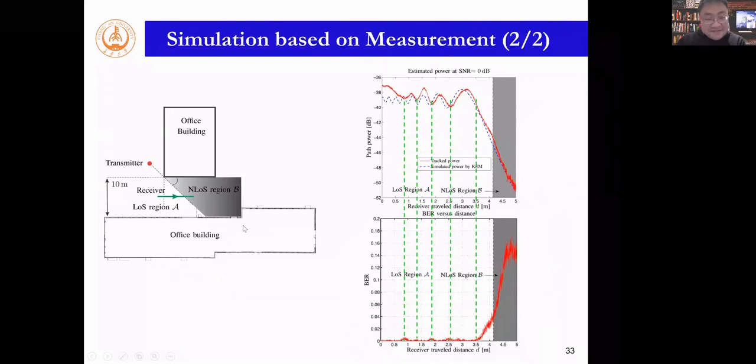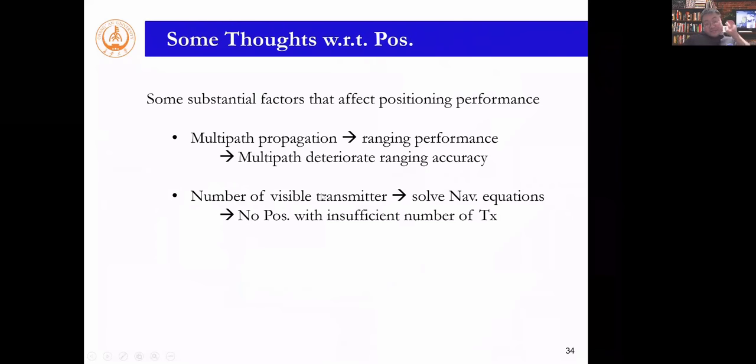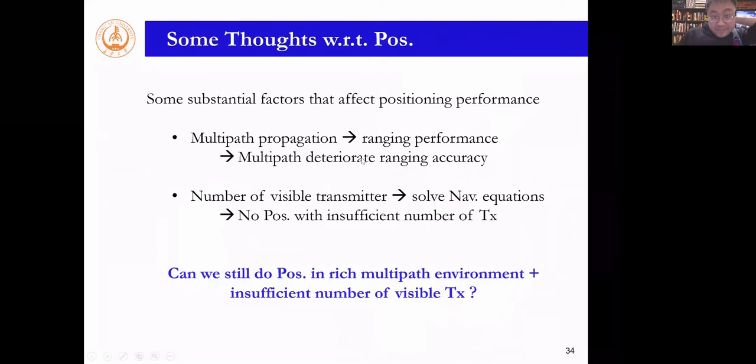I guess I don't have too much time left, but I will still go through the last one, because the last one is, I personally like very much, because it's very interesting. It's about positioning. So far we need at least three base stations, or four or more satellites, to do the positioning. And here comes the question. Can we still do the positioning in a rich multipath environment in the case that we don't have a sufficient number of visible transmitters? So think about in the future, we don't have four satellites, we have only one satellite. Can we still do the positioning? So the answer is yes.